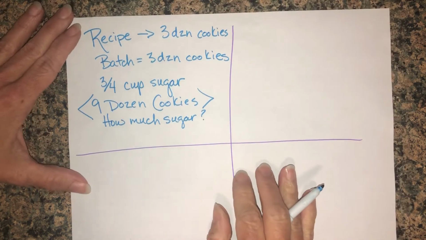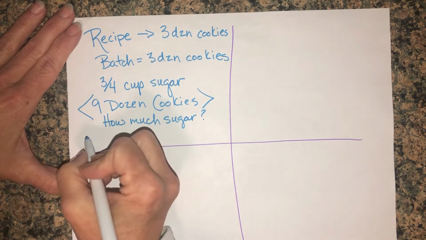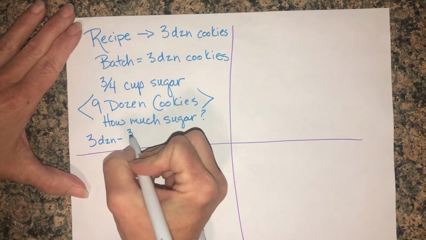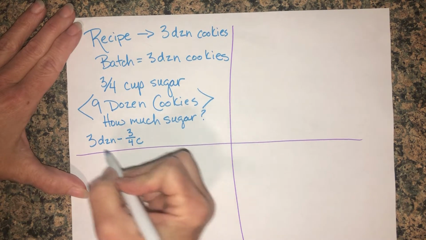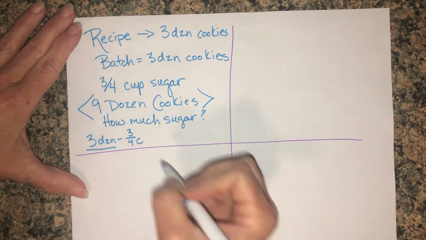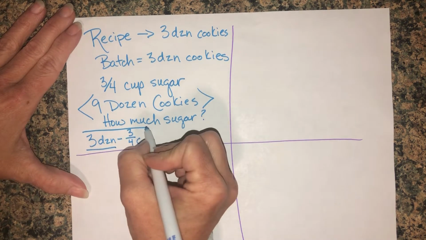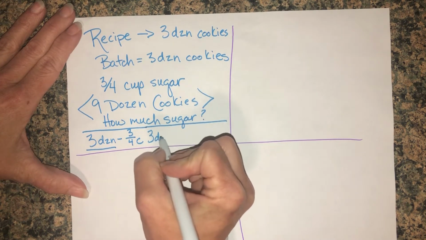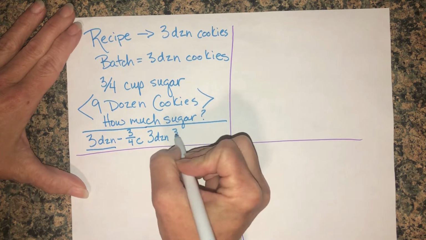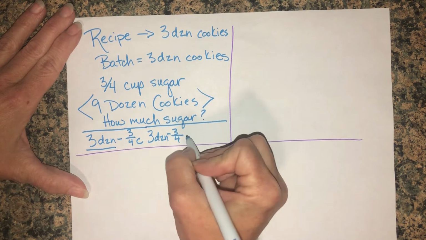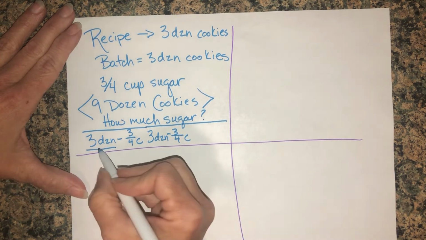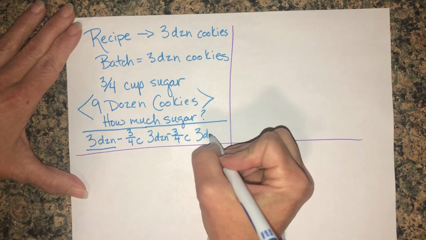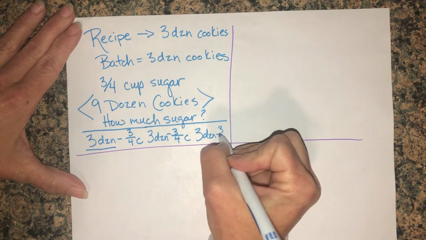Well, if you just think about it, guys, you make 3 dozen and you use 3/4 a cup. Do I have enough cookies? Not yet. I'm gonna do another 3 dozen and use 3/4 a cup. Do I have enough? Nope, because this is 3 and 6. I'm gonna make 3 more dozen and I'm gonna use 3/4 a cup again.